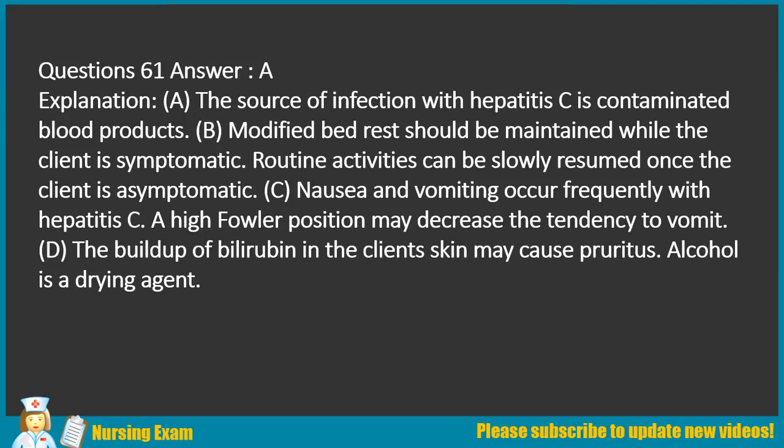Question 61 Answer, A. Explanation. A. The source of infection with hepatitis C is contaminated blood products. B. Modified bed rest should be maintained while the client is symptomatic. Routine activities can be slowly resumed once the client is asymptomatic.